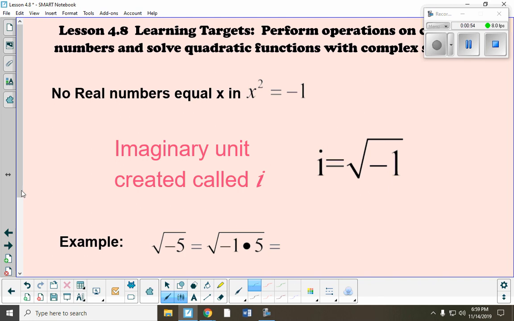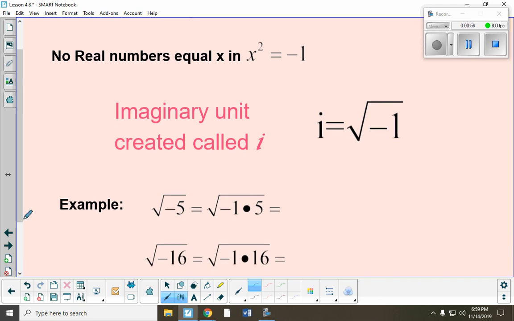So here is how we're going to use that to solve problems. The square root of -5. We're going to write that as the square root of -1 times 5. And then remember, we can take the square root of each of those. The square root of -1 then, by definition, is i. And then that would be times the square root of 5. And then in standard form, we would write it as the square root of 5 i. We put the i at the end.